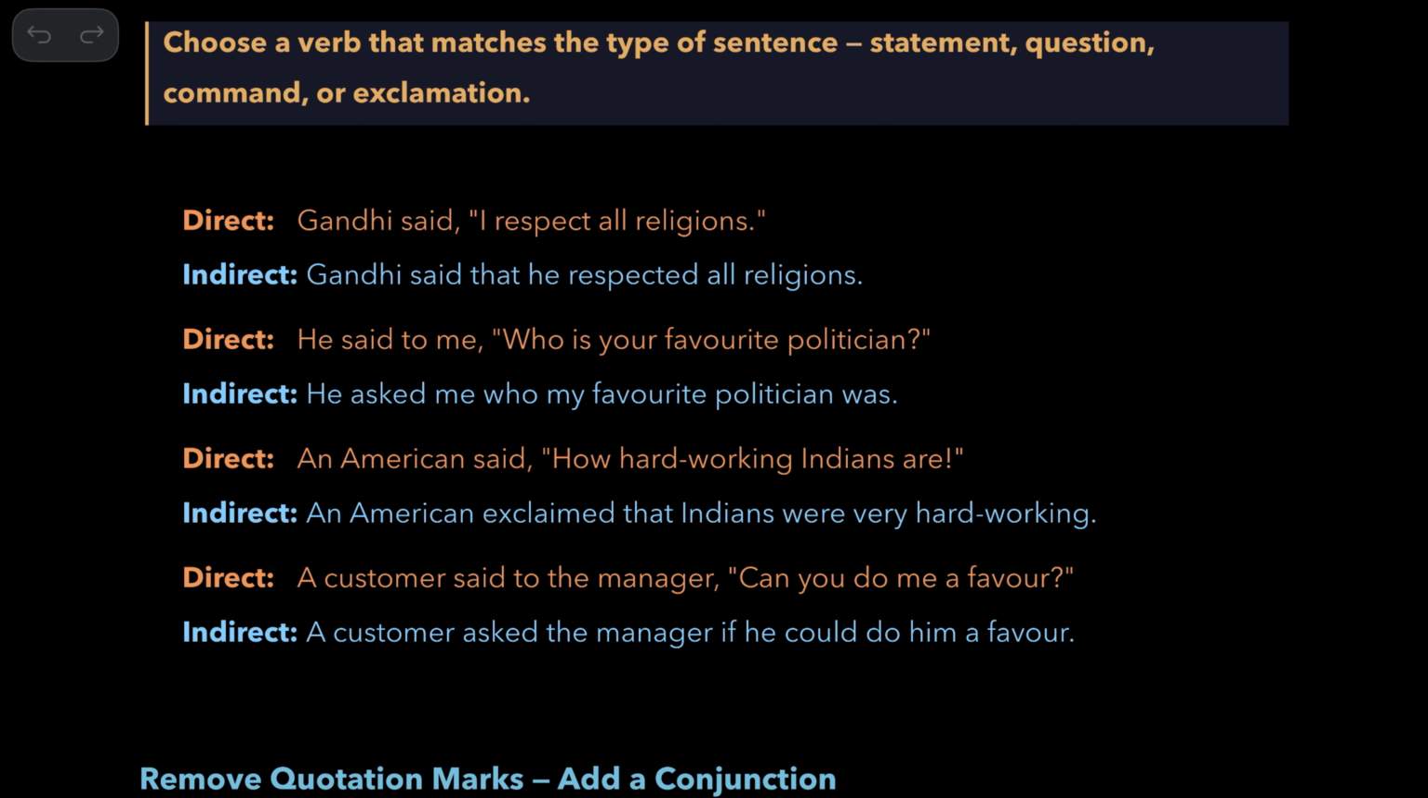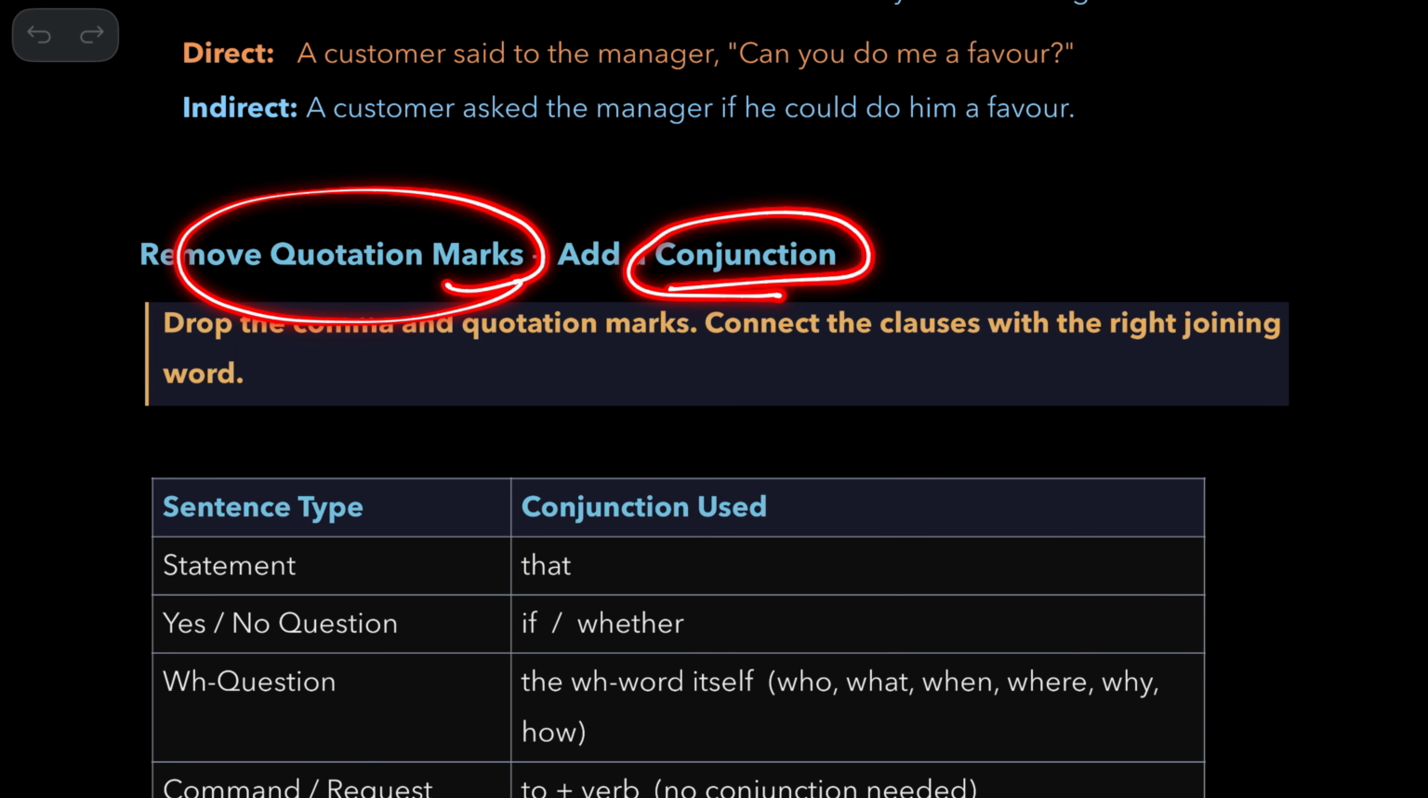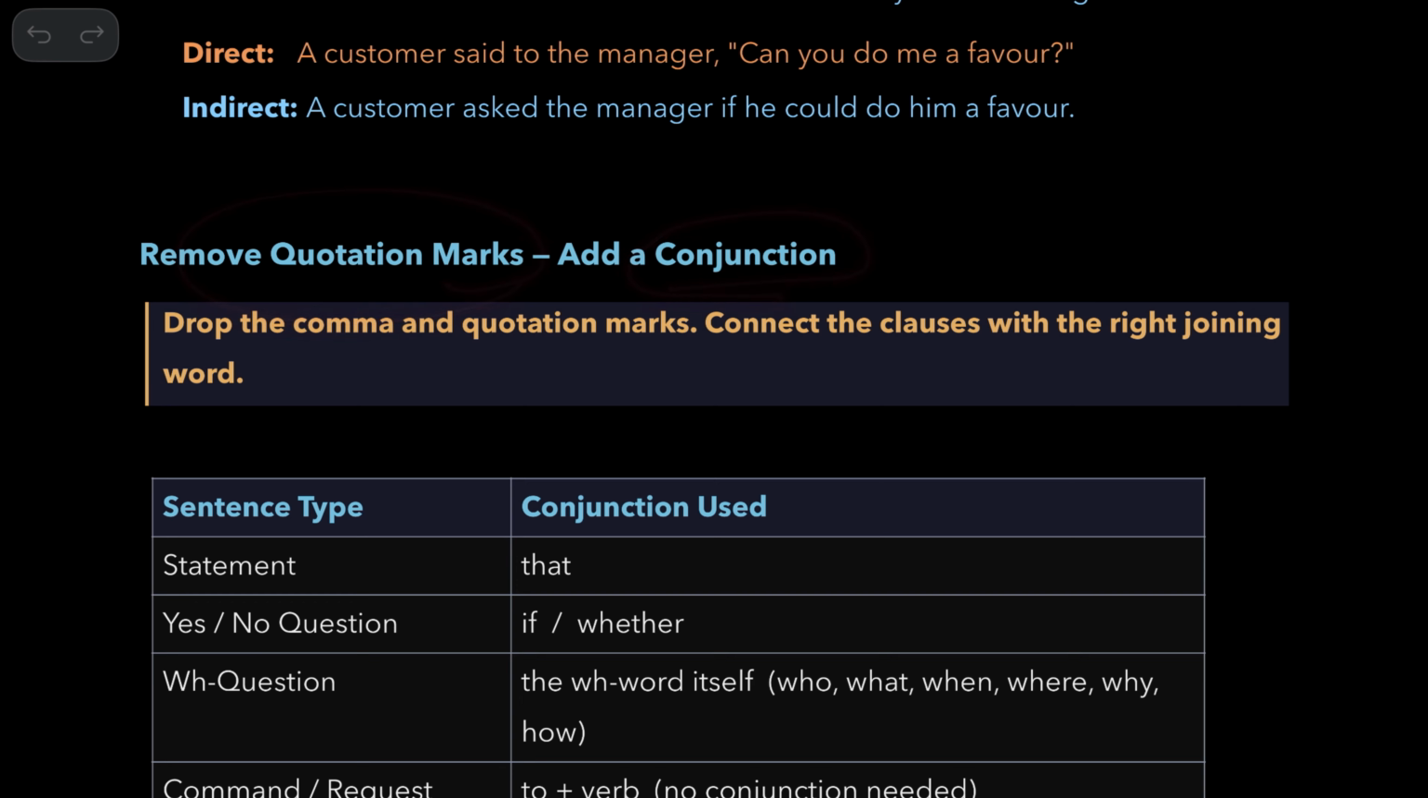And this is a request. Can you do me a favor? So you use this word asked or some other words to convey the meaning of the request. And the second thing is you need to remove the quotation marks, and you also have to add a conjunction. Okay, so the conjunction also changes based on what type of sentence it is.